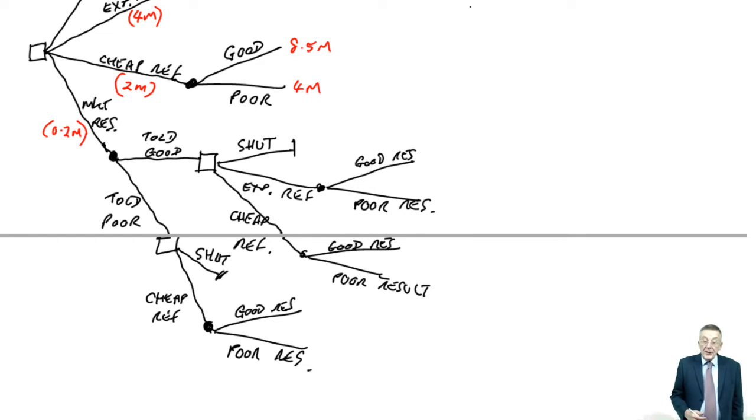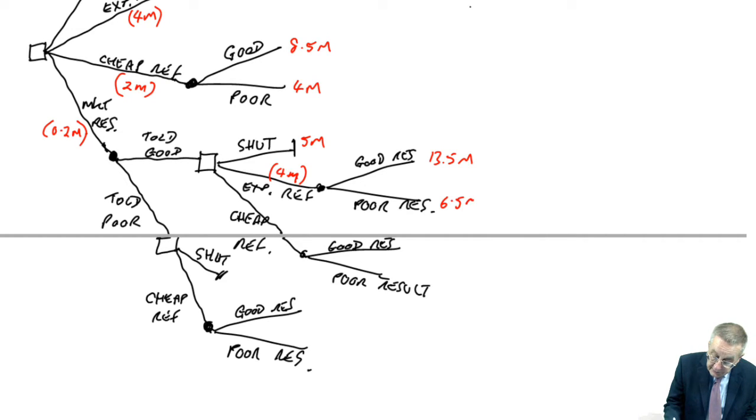Then we wait to hear what they say. Well, if they tell us it's good, we might decide to shut. And remember, shut gives us 5 million. So we'll have paid out 0.2, but we then get back 5. Or we do expensive. And again, expensive would mean paying out another 4 million. And if it gives a good result, we get back 13.5. If it gives a poor result, 6.5.